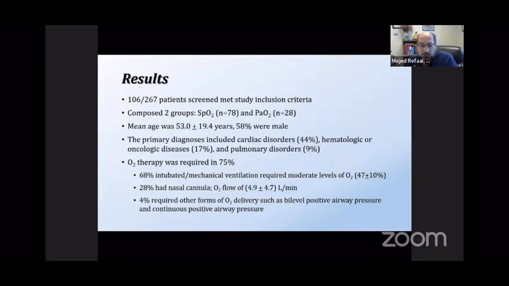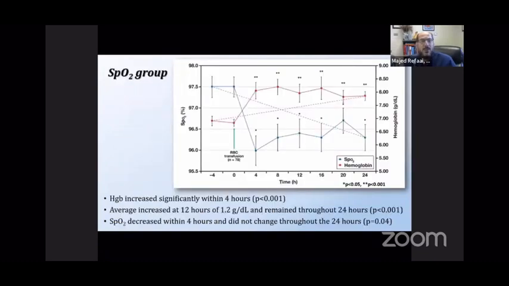Oxygen therapy was required in almost three quarters of these patients. 68% were intubated on mechanical ventilation and required an oxygen level of about 47 plus or minus 10. 28% were on a nasal cannula with about 5 liters per minute of oxygen. 4% required another form of oxygen delivery.